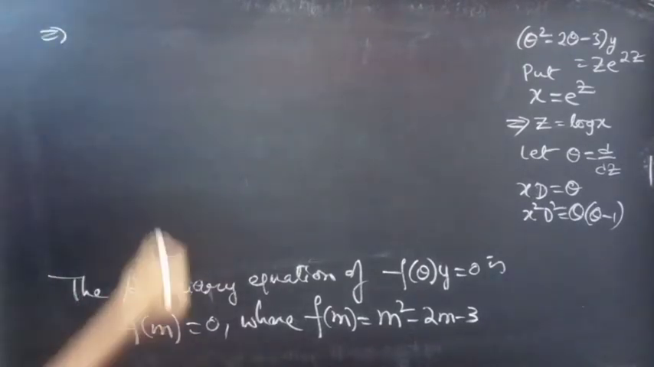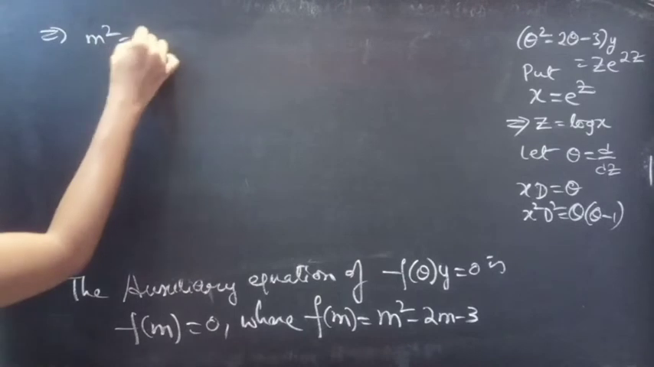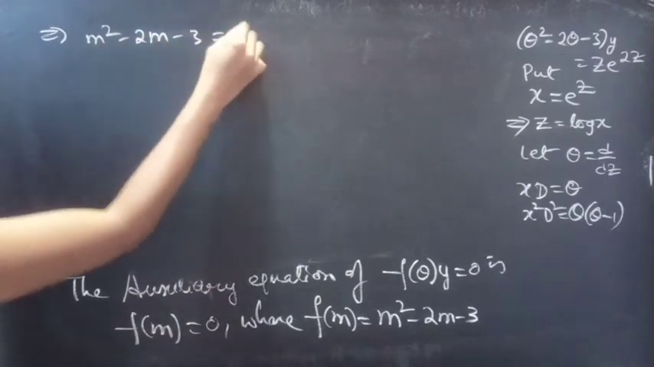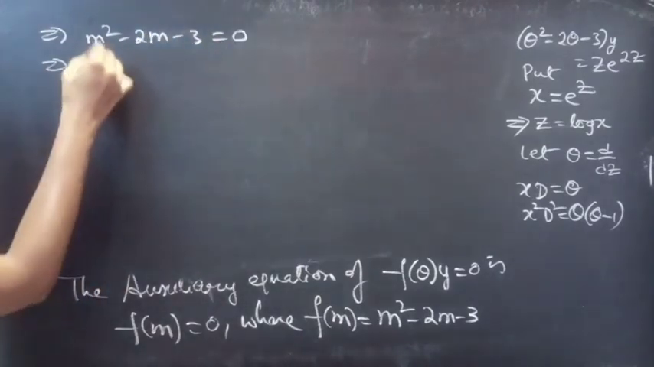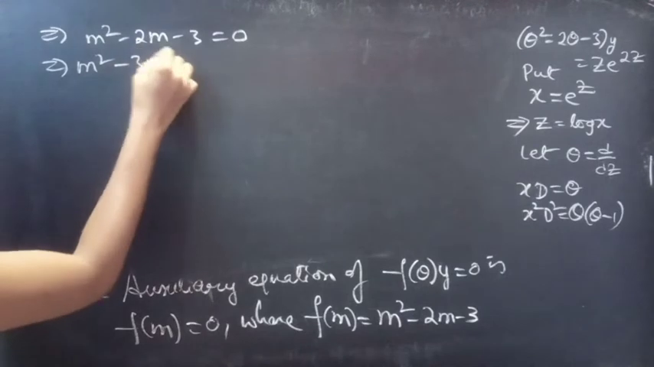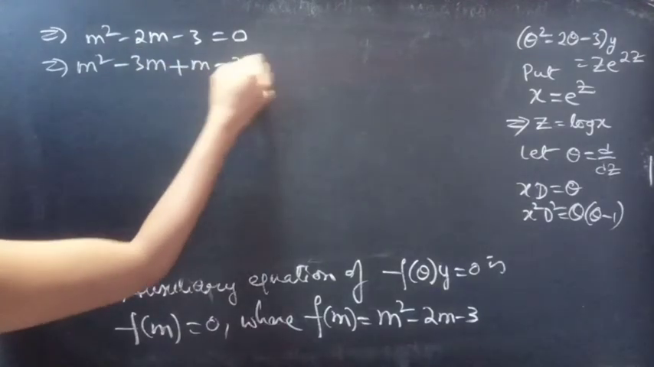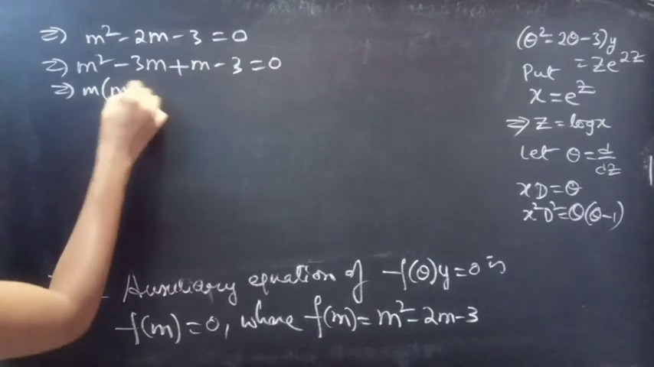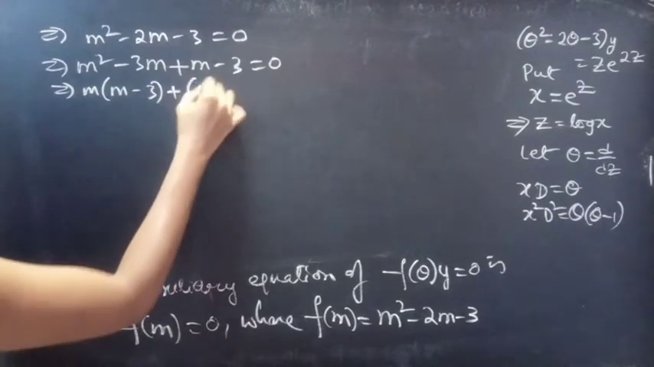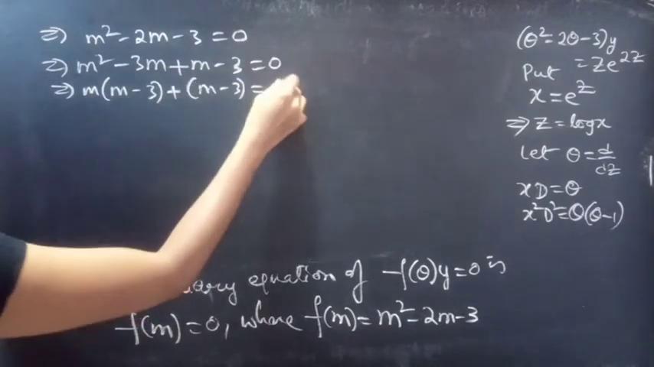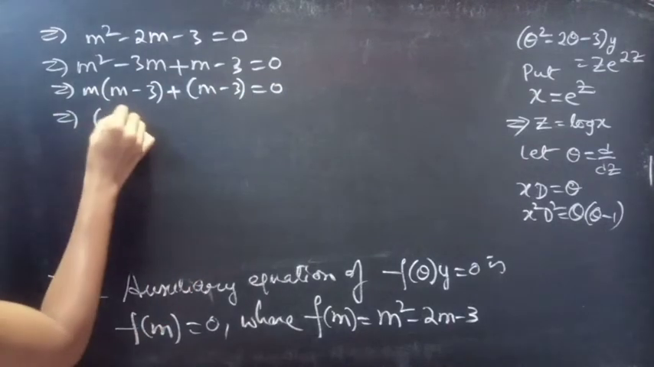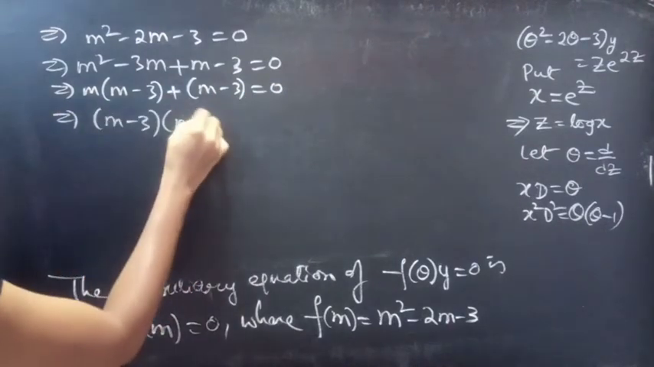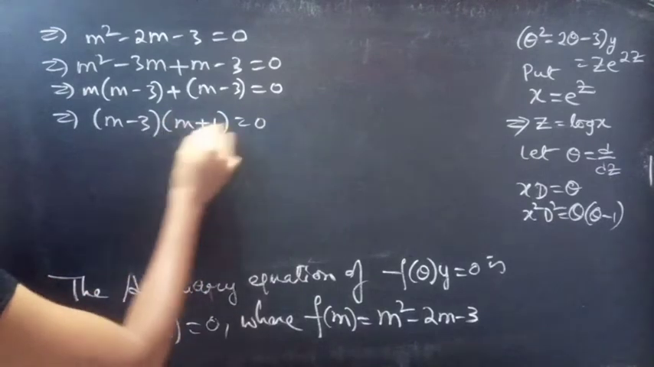Now the auxiliary equation becomes f of m, that is m square minus 2m minus 3 equals to 0. Now split minus 2m as minus 3m plus m, minus 3 equals to 0. Then take m common from the first two terms, we'll get m times m minus 3. And the next two terms remain the same. Now take m minus 3 from the two terms, we'll get m minus 3 into m plus 1 equals to 0. Equate each factor to 0.